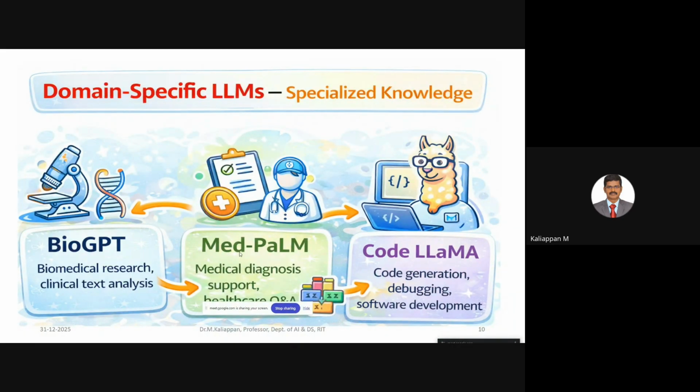Come to MedPalm. It is trained on medical text. Example, summarize a research paper on cancer genetics. Then Code Llama. These LLMs are trained on programming code. For example, helping students with debugging Python code, generating Java programs, explaining algorithms. So code generation, debugging and software development are handled by code LLMs.